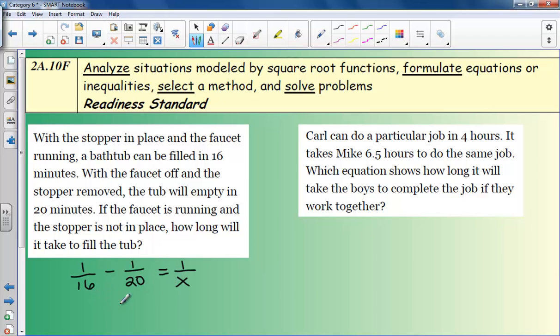I'm not going to go through and do the solution to this, because basically once you have it set up, the fastest way, because we were looking at select a method and solve problems, we're talking about how to do this efficiently. So we would graph this side and graph this side. You're going to have to zoom out quite a ways, find the intersection point.